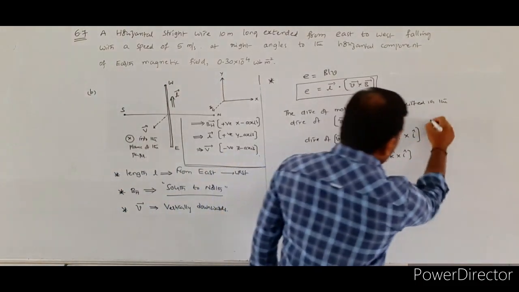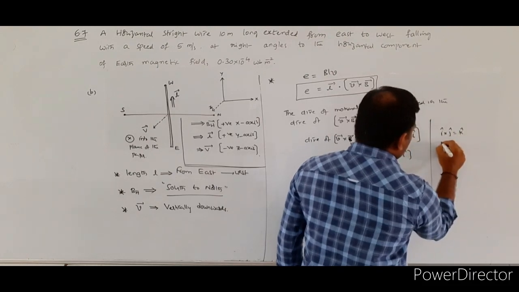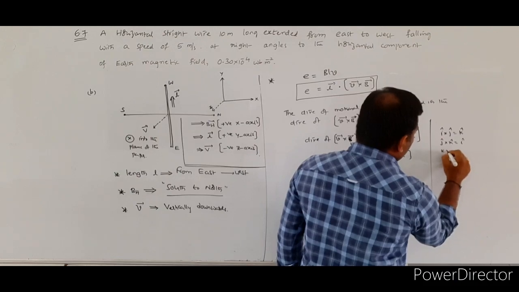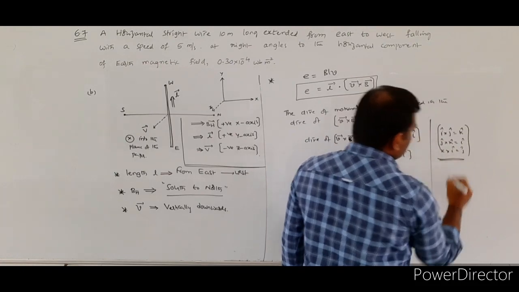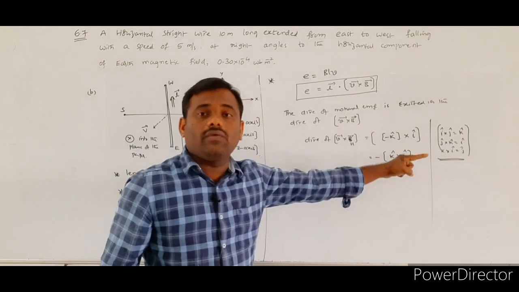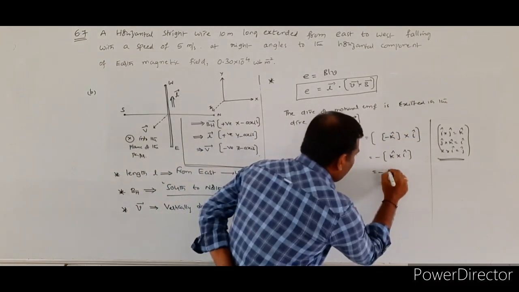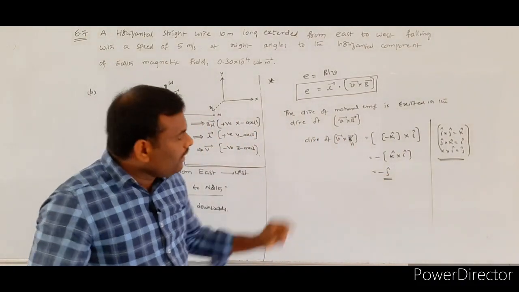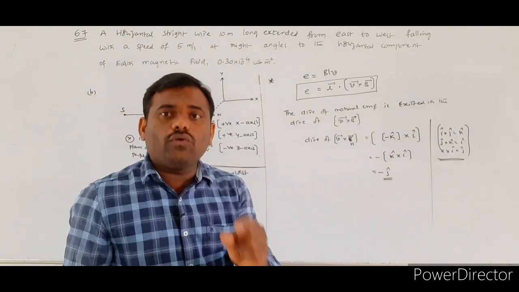Why? The basics: i cap cross j cap is equal to k cap, j cap cross k cap is equal to i cap, and k cap cross i cap is equal to j cap. So these are the basics in the cross product. So k cap cross i cap is equal to j cap, and before it there is a minus, so minus j cap. Minus j cap is what? Minus j cap is the unit vector along the negative y axis.